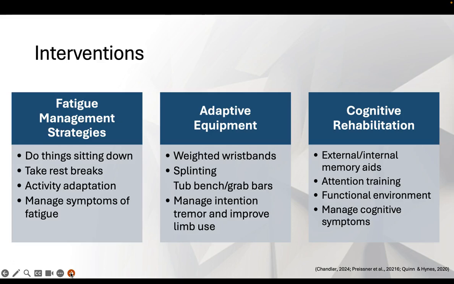Another intervention could be to recommend and/or practice with adaptive equipment. AEs such as weighted wristbands, splinting, tub benches, and grab bars can help immensely to manage intention tremor and improve limb use. Cognitive rehabilitation is also a great intervention for those with MS. External and internal memory aids, attention training, and use of the functional environment in therapy sessions can help to manage cognitive symptoms that accompany MS and better allow clients to remain as independent as possible.